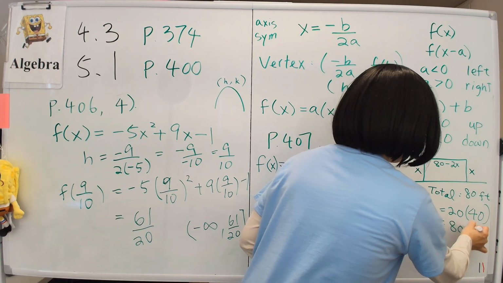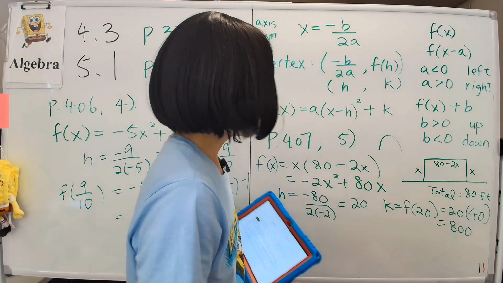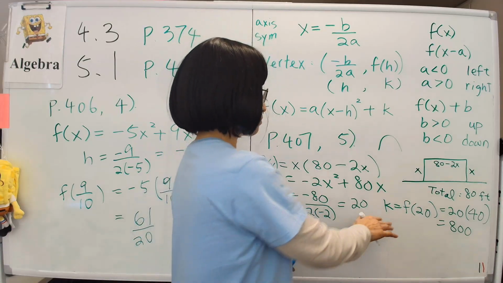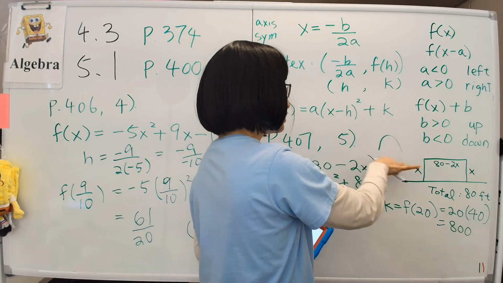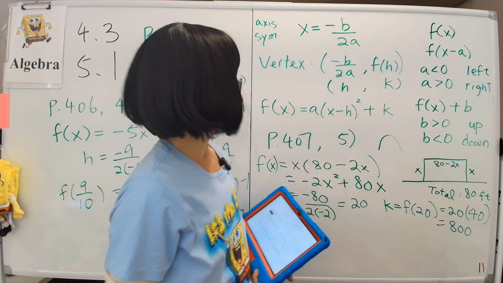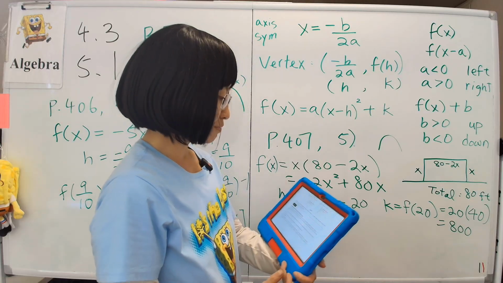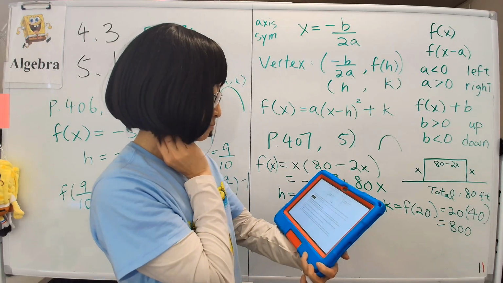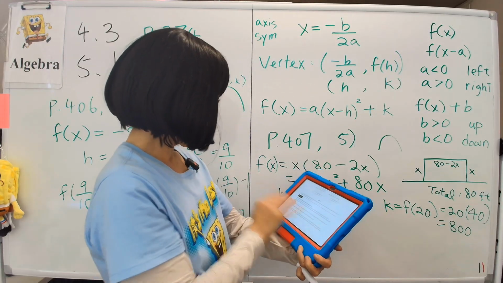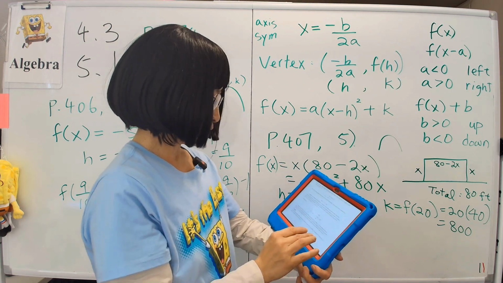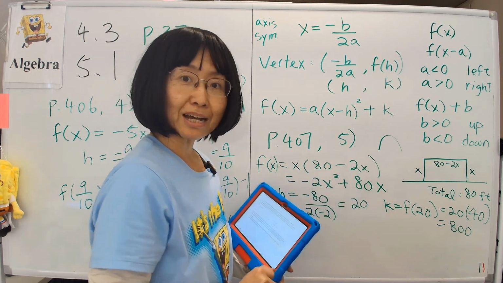And that is, whatever that is, square feet. And that should be the maximum, okay? Because that's the highest this parabola is going to get. And therefore 800 square feet is the maximum she can enclose if she doesn't want to spend an extra dime on the fencing.